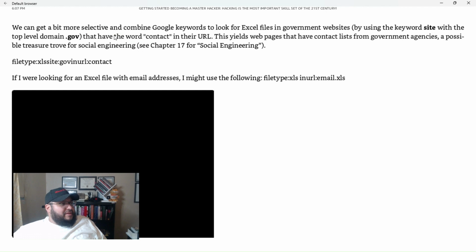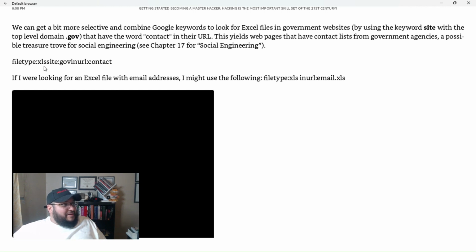We can get a bit more selective and combine Google keywords to look for Excel files and government websites by using the keyword site with the top-level domain .gov, then have the word contact in the URL. This yields web pages that have contact lists from government agencies, possibly a treasure trove for social engineering. Just like what I just said. Isn't that cool? I was actually right about something for once in my life. I'm just kidding.